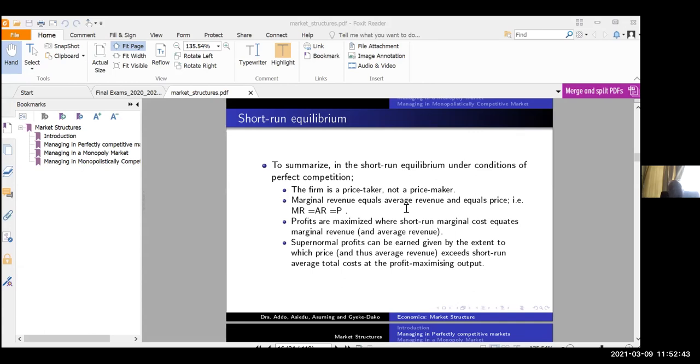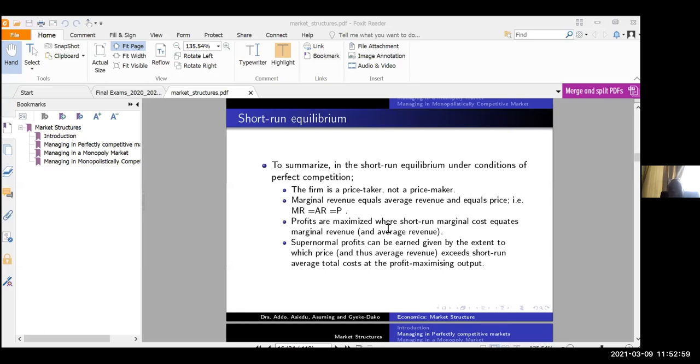Okay, you are not getting supernormal profit. You wouldn't get supernormal profit in perfectly competitive markets. In the next few slides, I will explain why it's not possible in the long run to get supernormal profits in a perfectly competitive market.